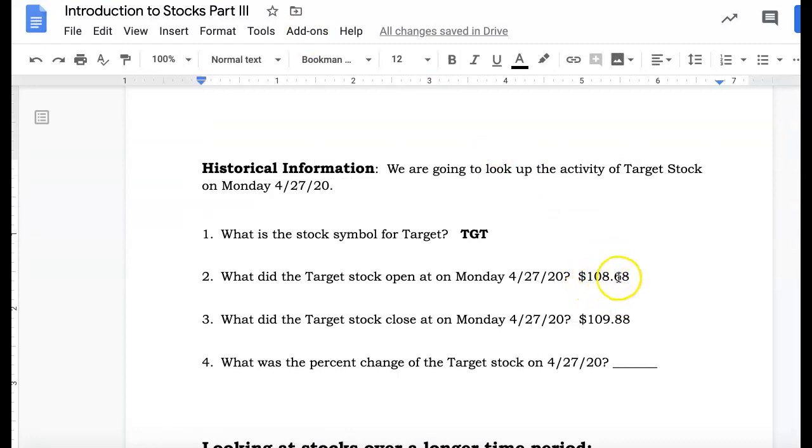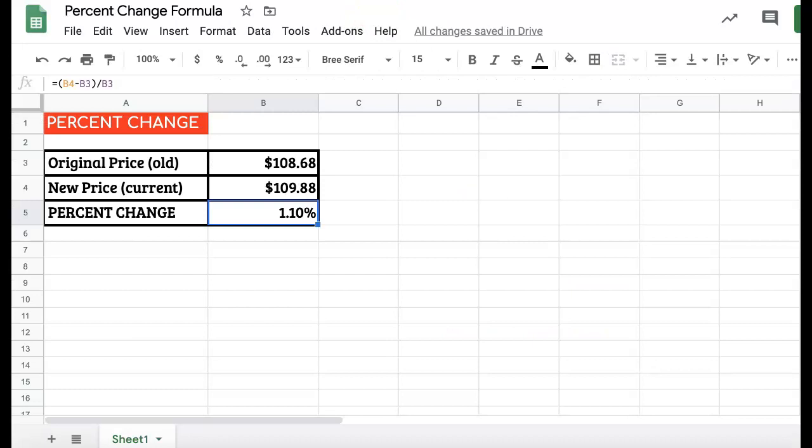Old price of 108.68. The end of the day where it closed yesterday at 109.88. So that percent change, and I just did new minus old divided by old. We'll do that together later again. But it looks like the stock went up 1.1% in one day. So if you invested money in Target, at the end of the day you would have made 1% on your money. And you're hoping for more than that, but that's just one day.